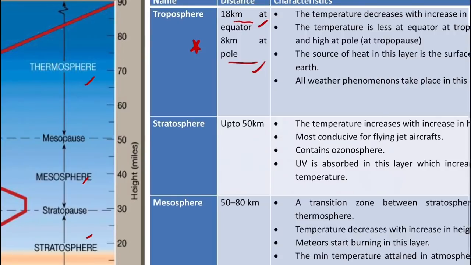The major reason for this difference is that near the equator, insolation is high, that is, the surface becomes heated, right? When there is direct sunlight, the surface of the earth becomes heated and there will be convectional currents. When convectional currents are strong, they transport air to greater heights. That's the reason at the equator the thickness of the troposphere is greatest.